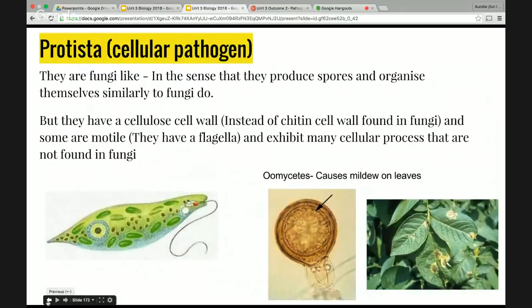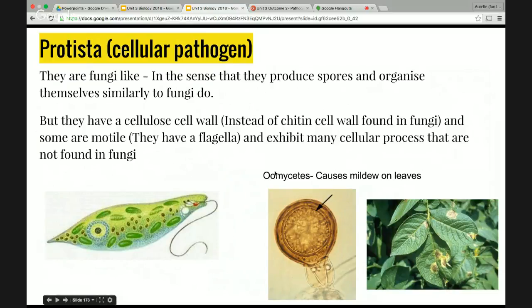Protista. Protista are cellular pathogens, which means, again, they are cells. They are fungi-like in the sense that they produce spores and organize themselves similar to fungi. However, they have a cellulose cell wall instead of a chitin cell wall. Fungi have a chitin cell wall, but protista, even though they look very similar to fungi, don't have a chitin cell wall. Furthermore, they are motile, they have flagella, so they exhibit many cellular processes that are not found in fungi.